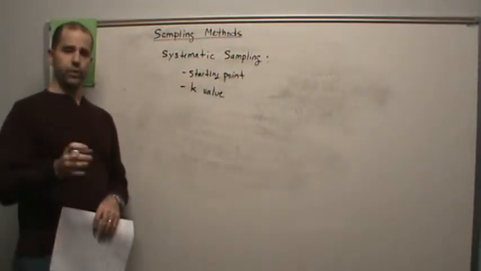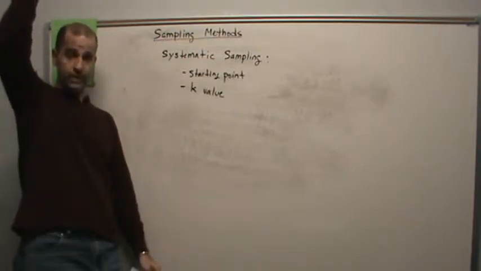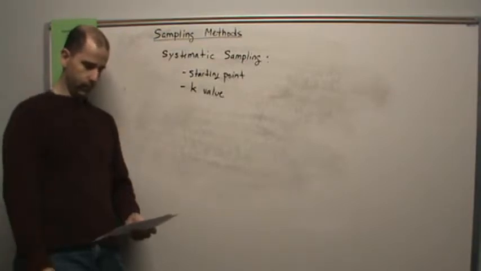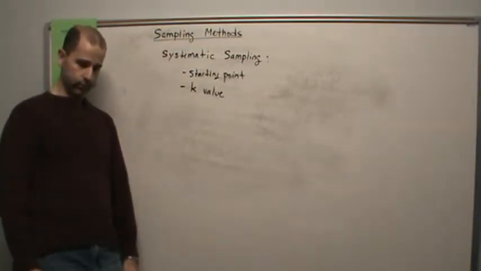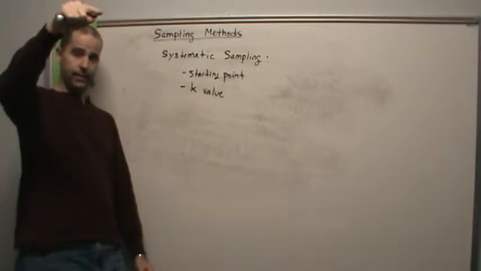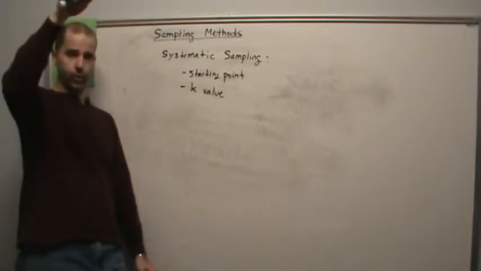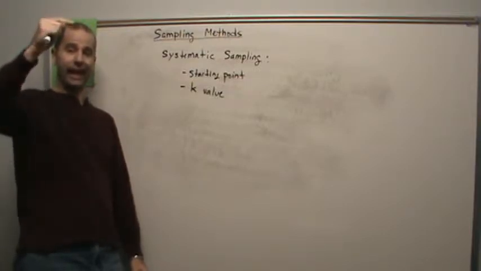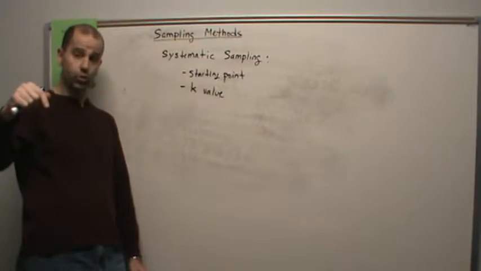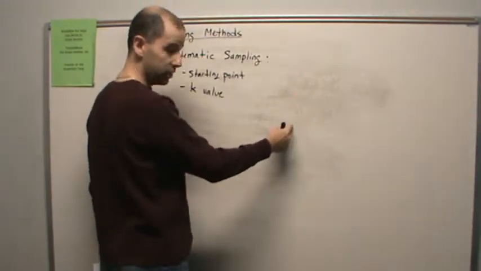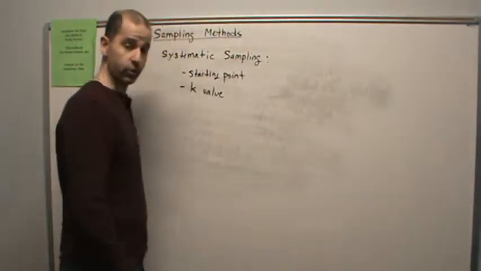Once you have your starting point, let's say I have a list of individuals. Let's say I have a flight and I have the list of passengers. It doesn't matter where I start, let's say I pick a spot and start there, and I have a passenger number for each one. So I just start with a point. The k is how many I'm going to skip, that is, every k-th person or individual or subject that I'm going to choose to be in my sample. So let's say I start here, and I go to the next kth person, and then the next kth person, and so on and so forth. So it's very systematic.